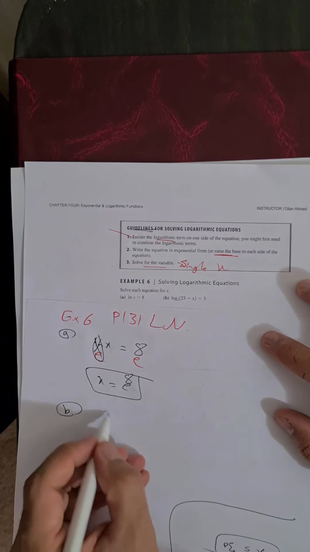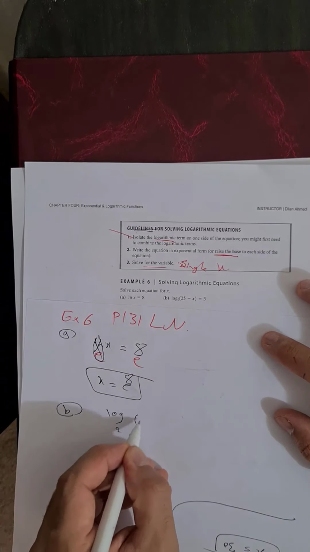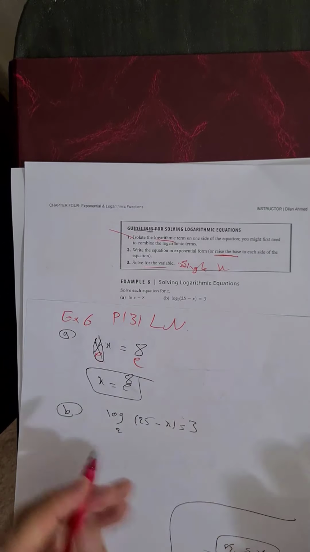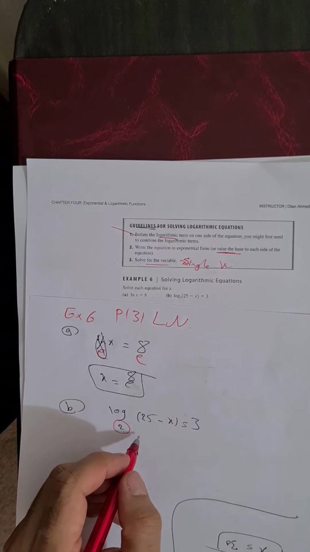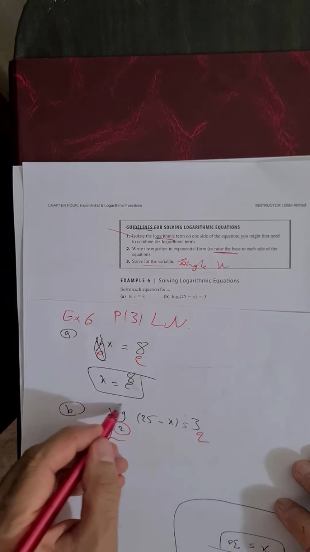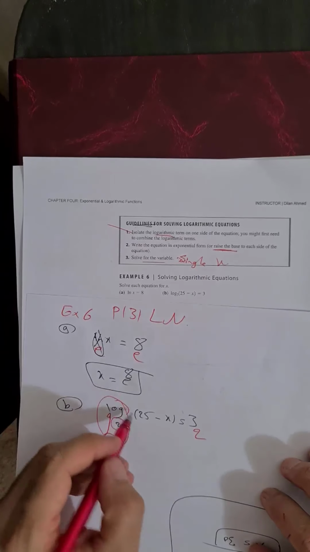How about part B? The usual one, log base 2 of 25 minus x is equal to 3. Because I have base 2, I am raising up both sides to 2, and they are eliminating each other.